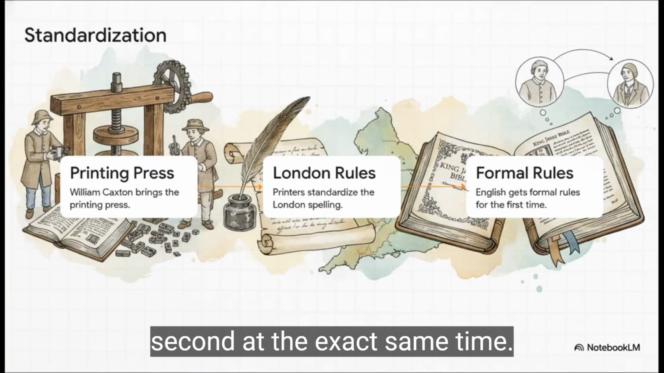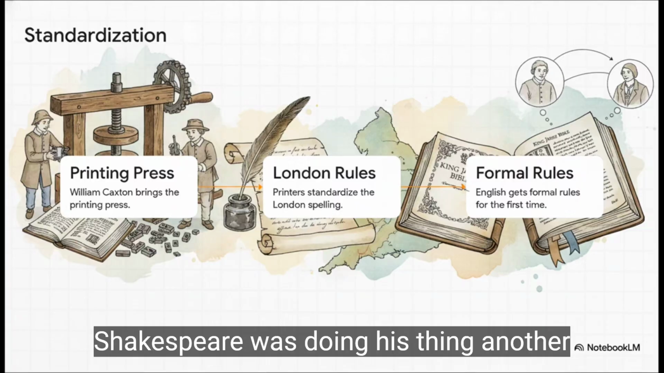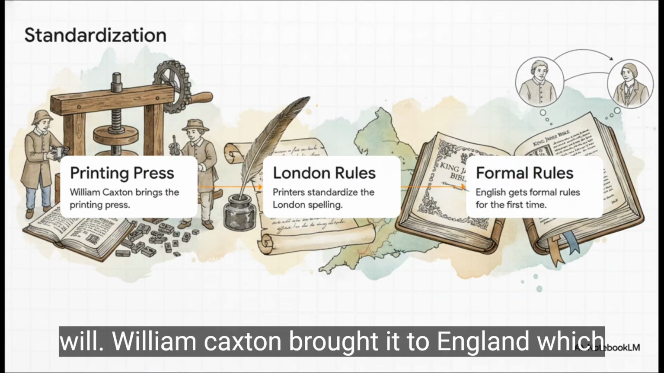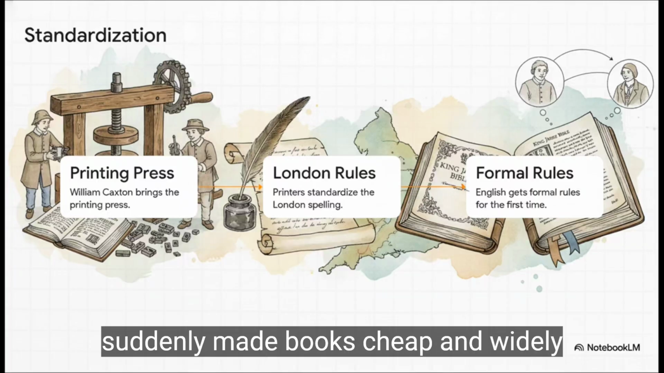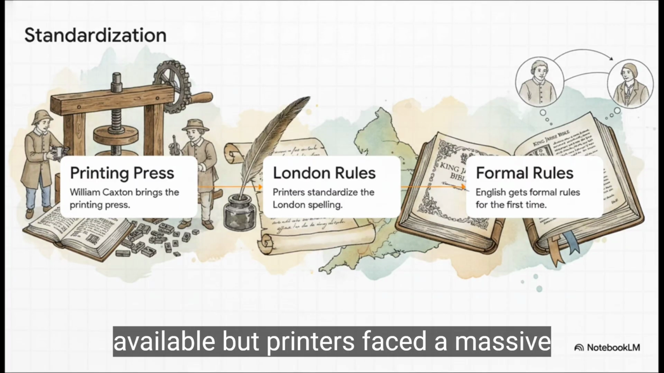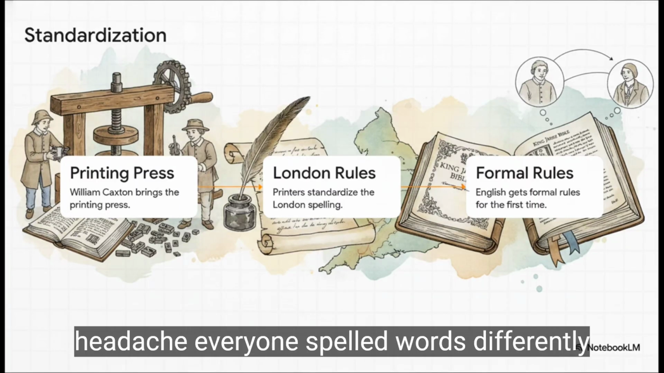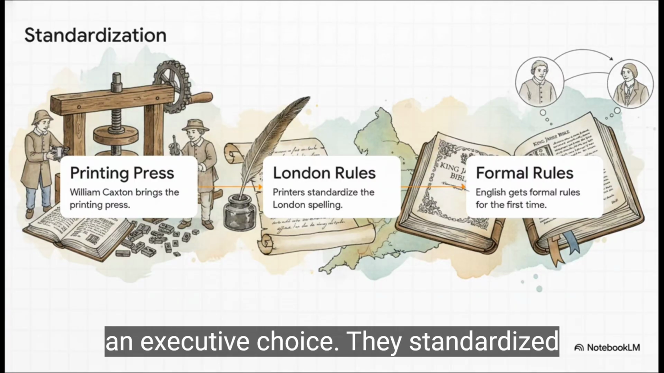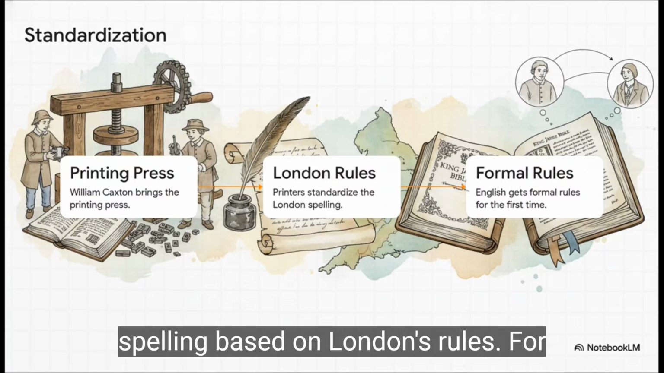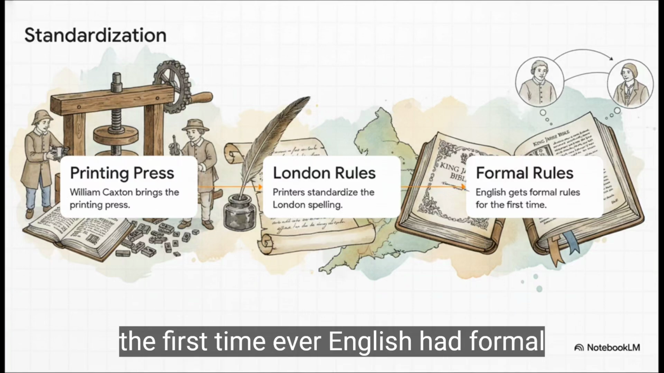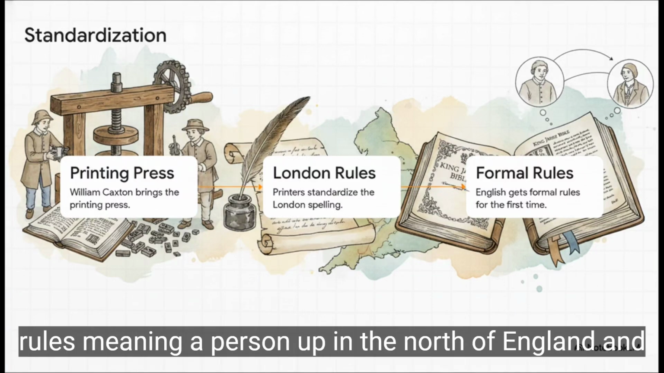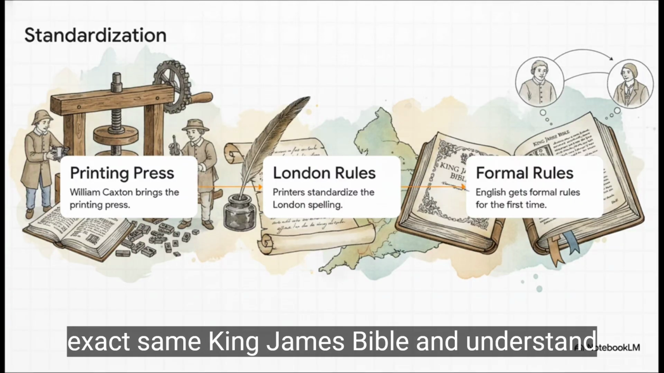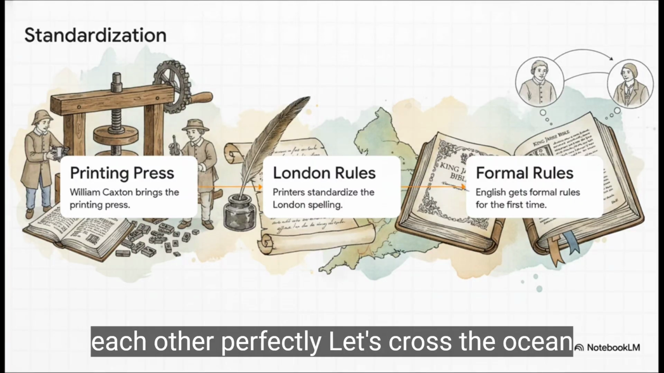At the exact same time Shakespeare was doing his thing, another revolution hit, the printing press. William Caxton brought it to England, which suddenly made books cheap and widely available. But printers faced a massive headache. Everyone spelled words differently based on where they lived. So they made an executive choice. They standardized spelling based on London's rules. For the first time ever, English had formal rules, meaning a person up in the north of England and someone down in the south could finally pick up the exact same King James Bible and understand each other perfectly.